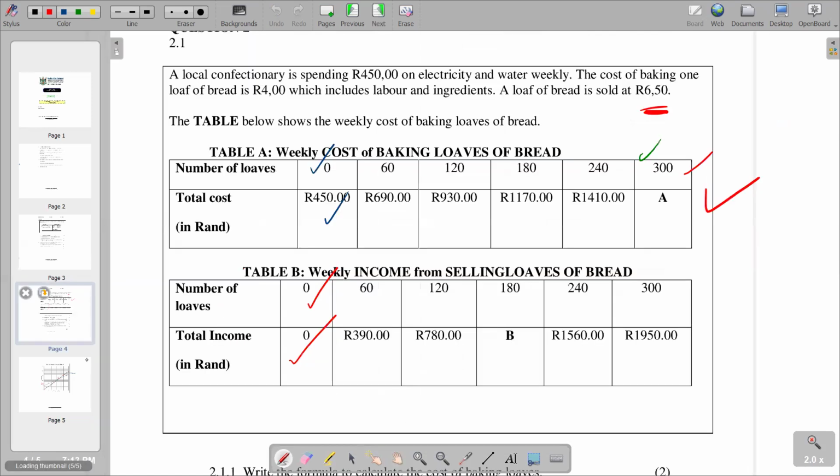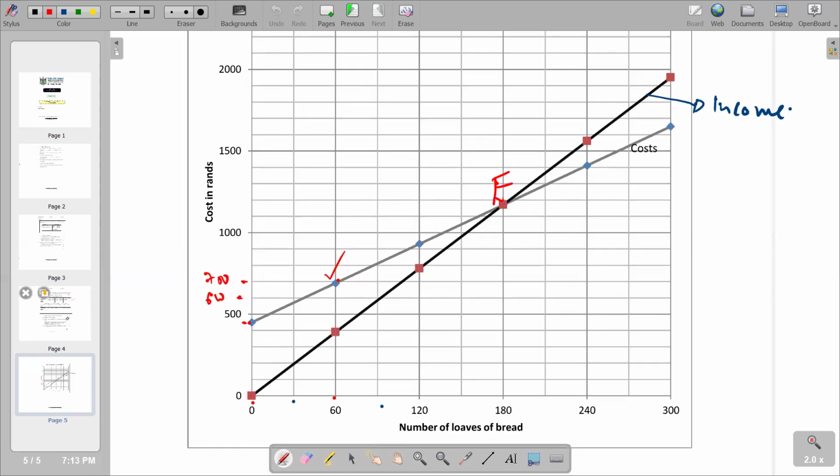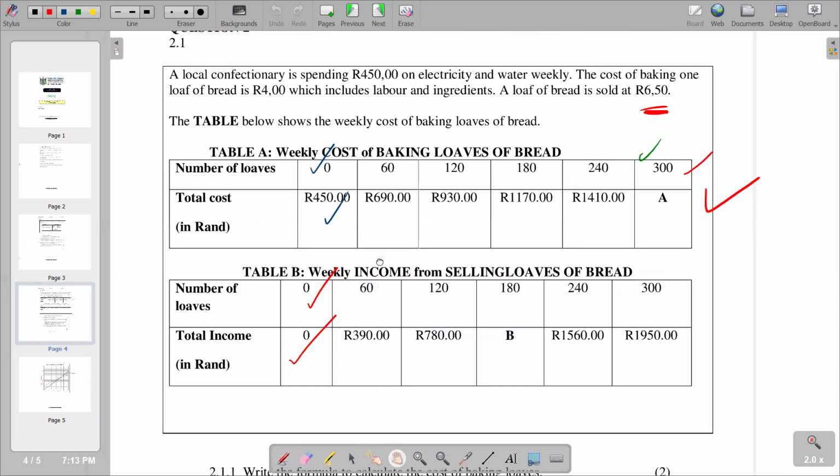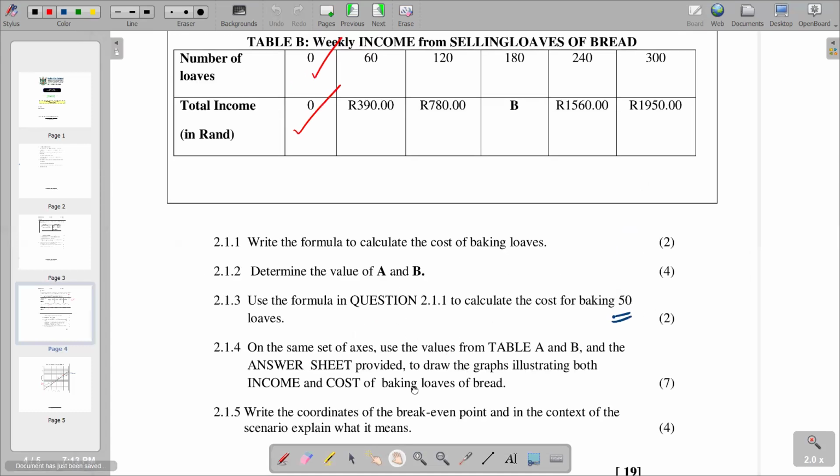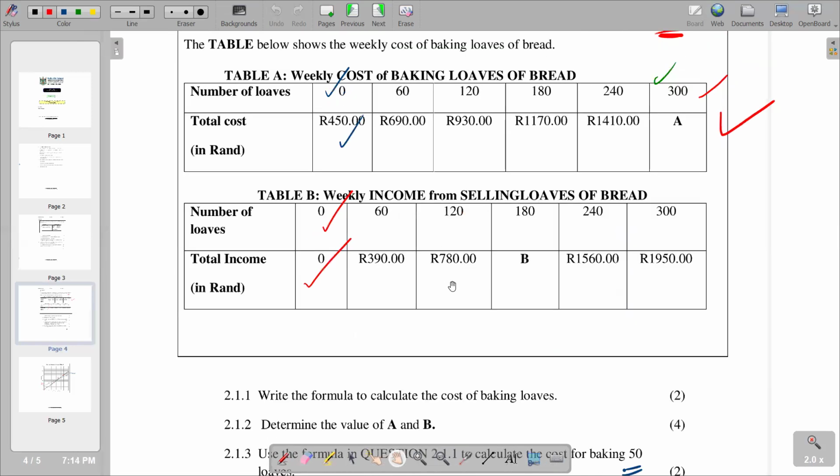Then we move on to the next part of our question, which reads: write the coordinates of the break-even point and, in the context of the scenario, explain what it means. So the break-even point, we know, is the point where our total expenses are equal to total income, and we say this is the point where the profit is equal to 0, because the two are equal.